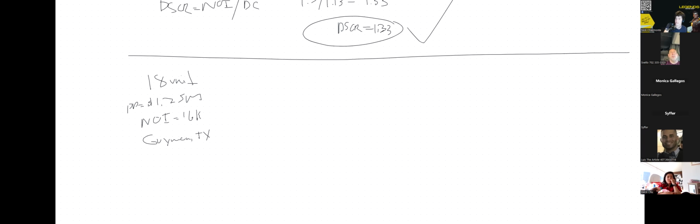Do you know what class building this is? Assuming it's a B, maybe a C. B. All right, cool. So cap rate. Do you know the interest rate on the loan and the term, and is it fixed or floating rate debt? Okay, 8% fixed. Okay, cool.